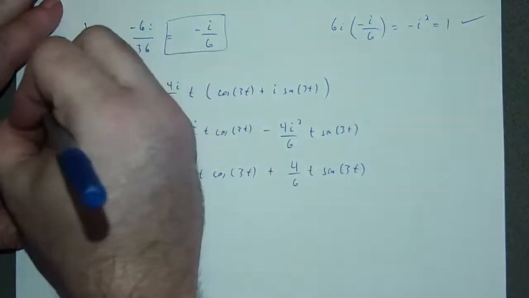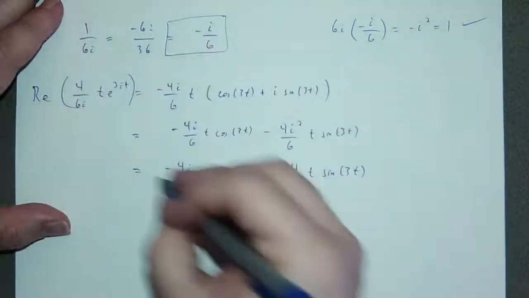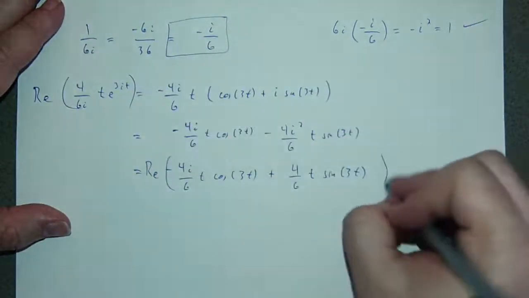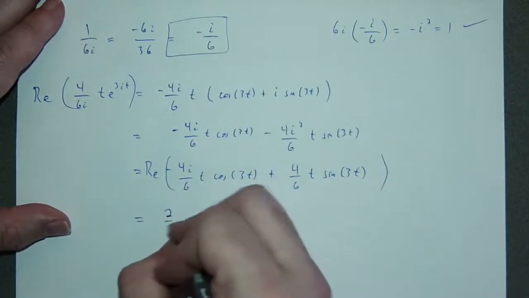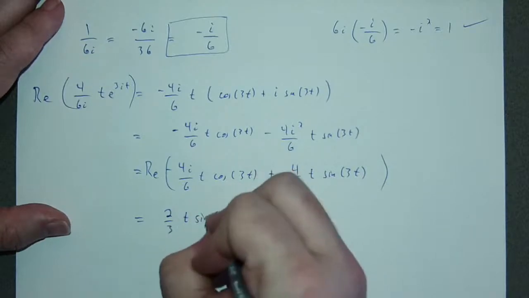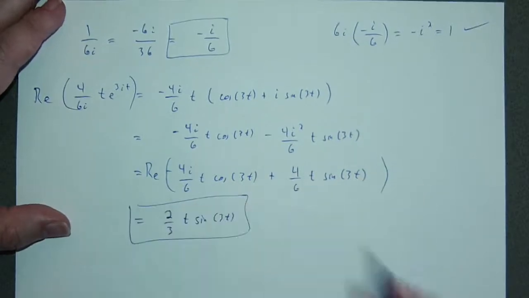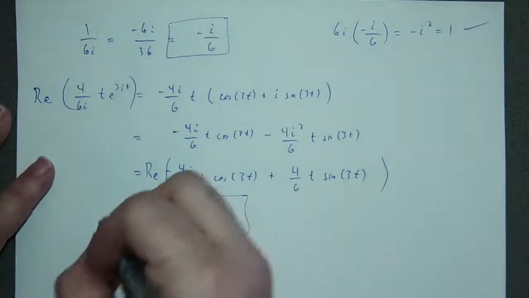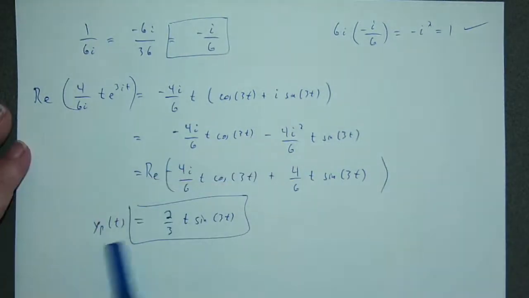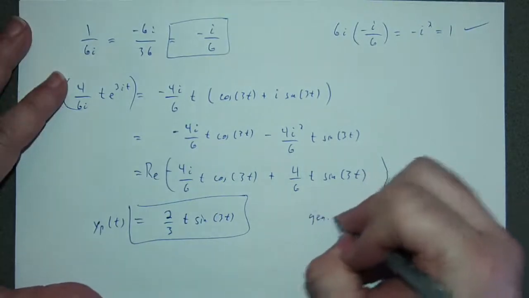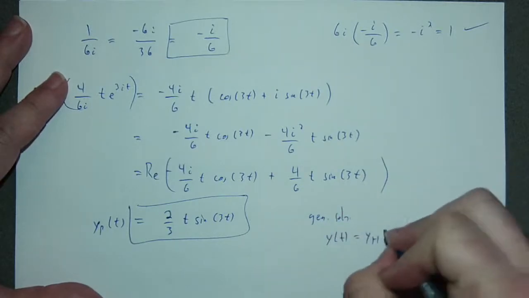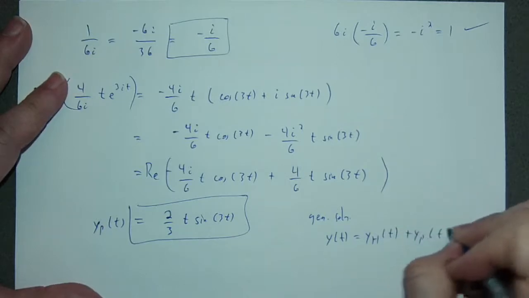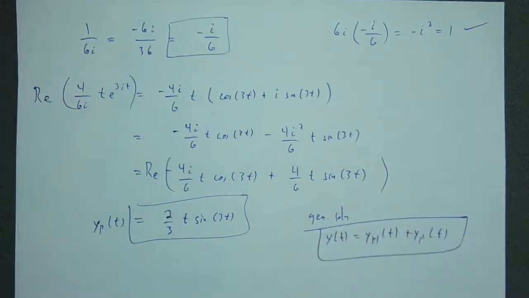Okay, but then what's the real part of this? Well, it's the part that doesn't have an i in it, so that is ignored. The real part of this is 4/6, which is 2/3 t sine of 3t. This is my particular solution. That's it. And the general solution is y of t is homogeneous solution plus particular solution. There it is.